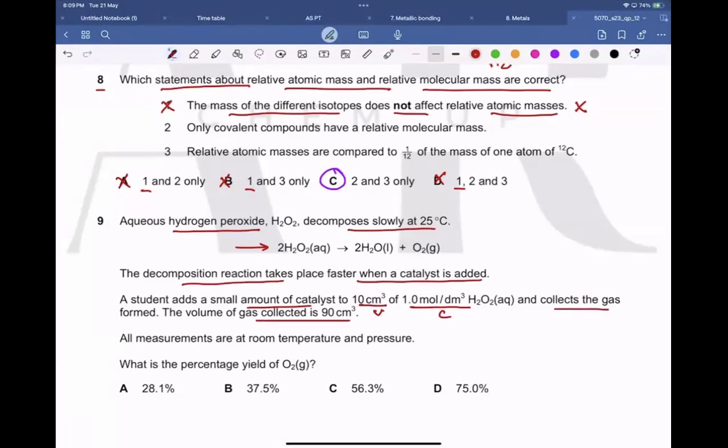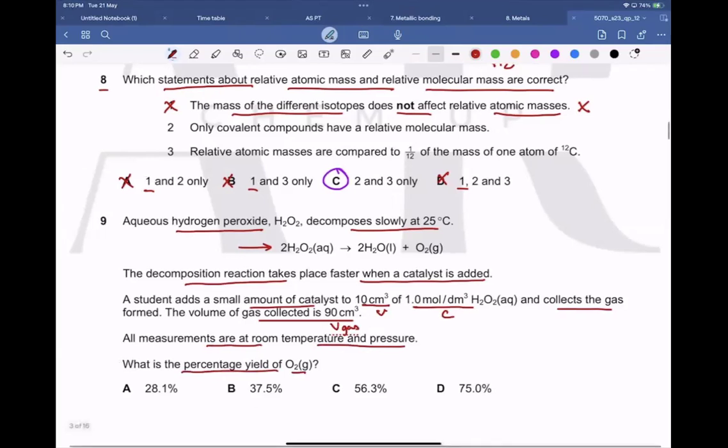Okay, so this is the volume of a gas. All measurements are at room temperature and pressure. What is the percentage yield of oxygen? Okay, so we have to first turn these into moles. If I turn it into moles, it is going to be 1.0 times 10 divided by 1000, right? So what moles am I getting? I'm going to get 0.01 moles.